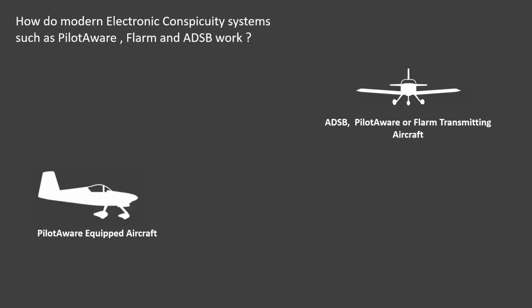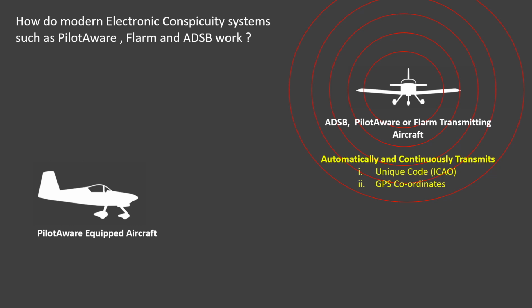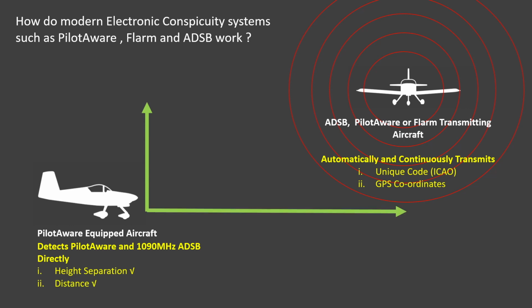Rather than wait to be interrogated, modern systems such as PilotAware, Flarm or ADSB transmit their unique ICAO code and GPS coordinates every 1 to 3 seconds. In this example, a PilotAware equipped aircraft receives these signals directly. This allows it to calculate the height separation, the horizontal separation and the bearing.